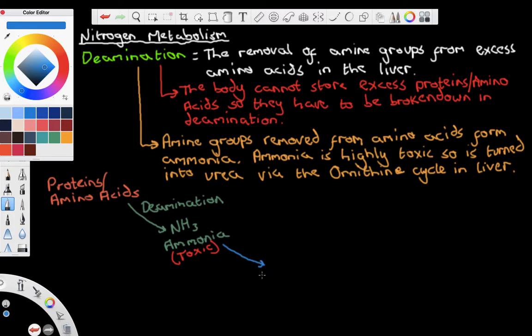And in the ornithine cycle, essentially what we're having is two ammonias, so two NH3s, being added to carbon dioxide, another waste product, to form urea, which is CO(NH2)2. And it also forms water. This is a summary of the ornithine cycle.